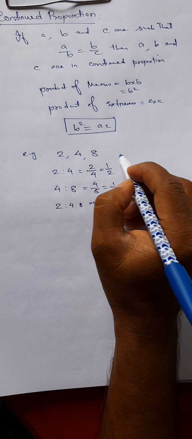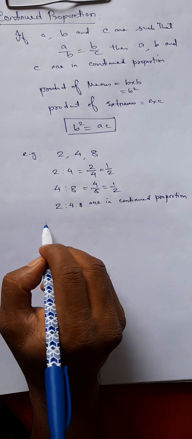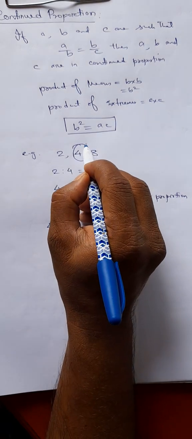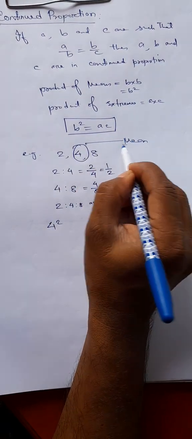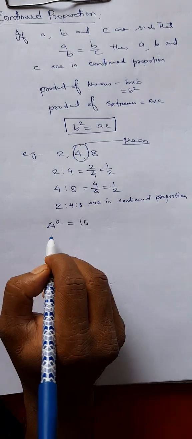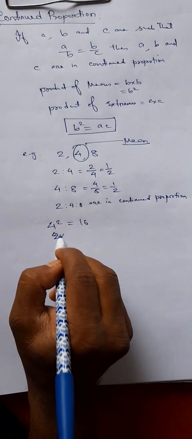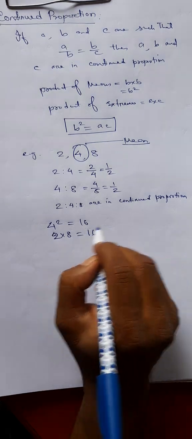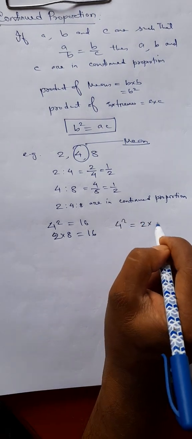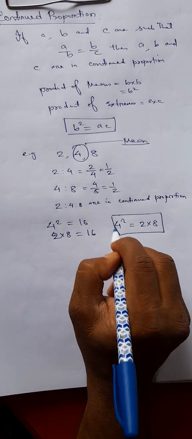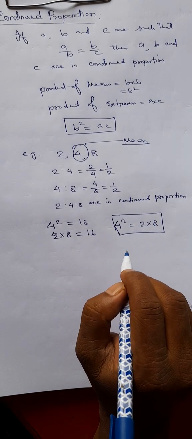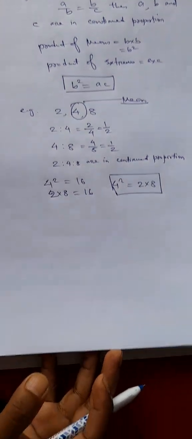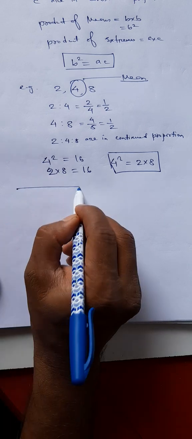Right. Here you see the square of the mean, 4 square. Here the mean is 4. Square of the mean equals 16. Product of extremes, 2 multiplied by 8 equals 16. So square of the mean equals product of the extremes. So if A, B and C are in continued proportion, then square of the mean equals product of the extremes.